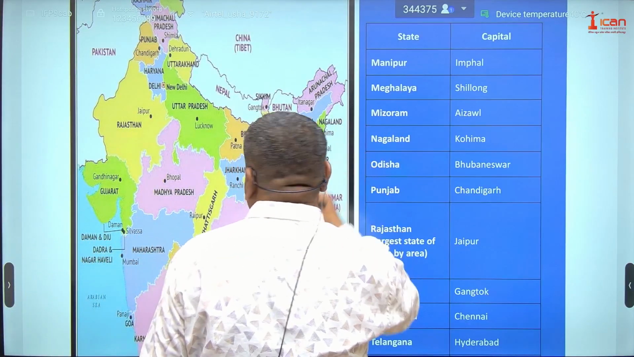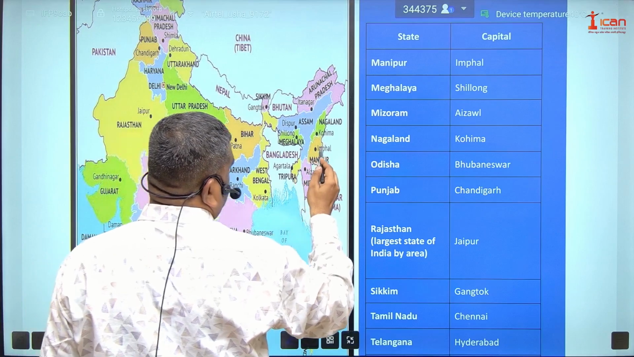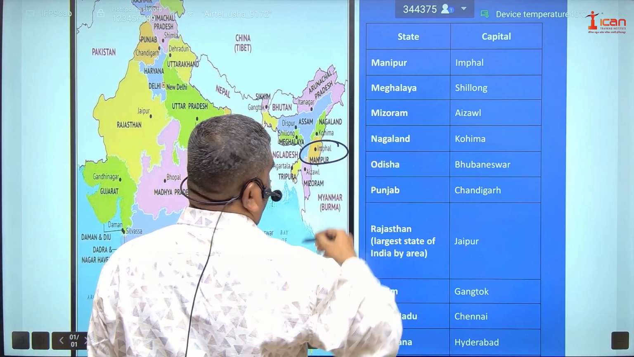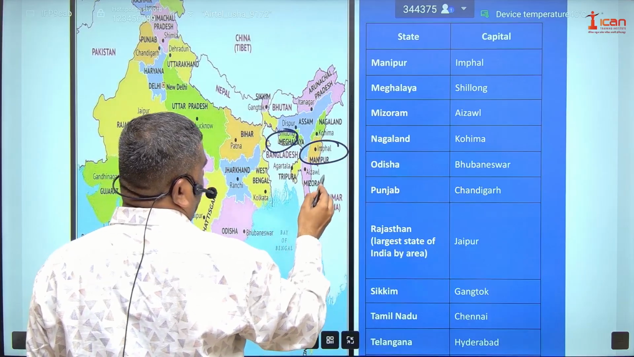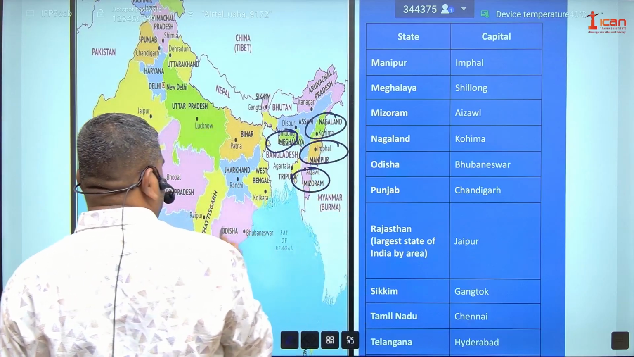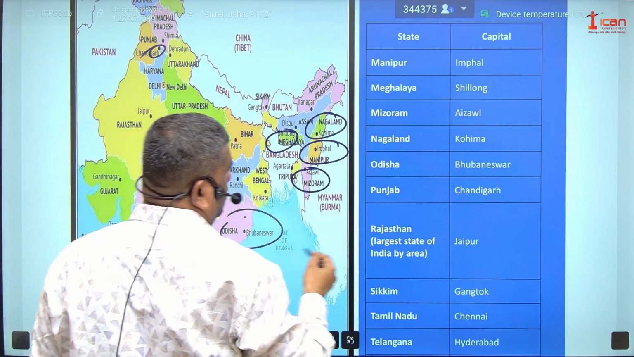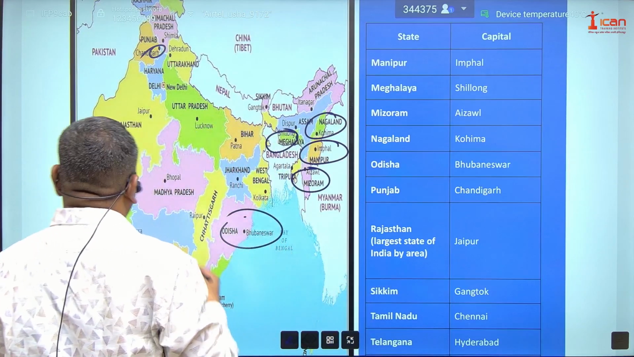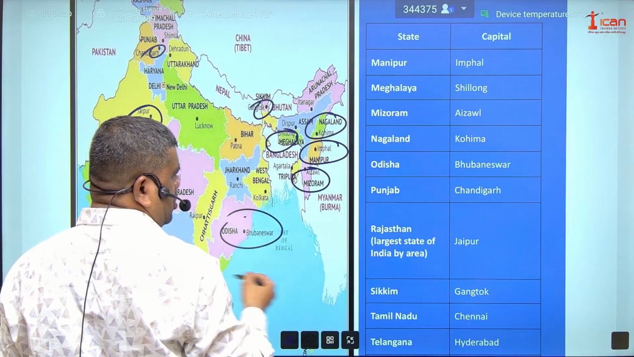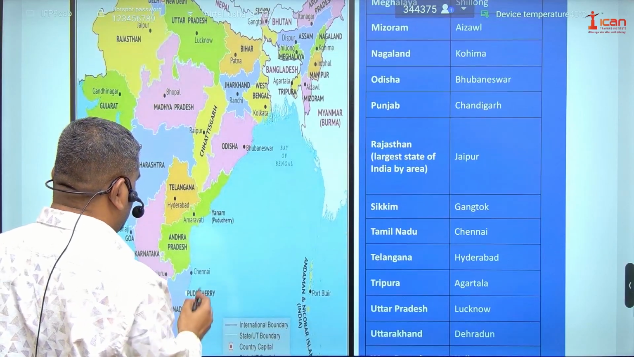Manipur, we have Imphal. Meghalaya, we have Shillong. Mizoram, we have Aizawl. Like Nagaland, we have Kohima. Odisha, this is Bhubaneswar. Punjab, again, as we said, Chandigarh is there. Then Rajasthan, which is the largest state by area right now, it's Jaipur. Sikkim has Gangtok. Tamil Nadu, again, if you go to the south, Tamil Nadu has Chennai.